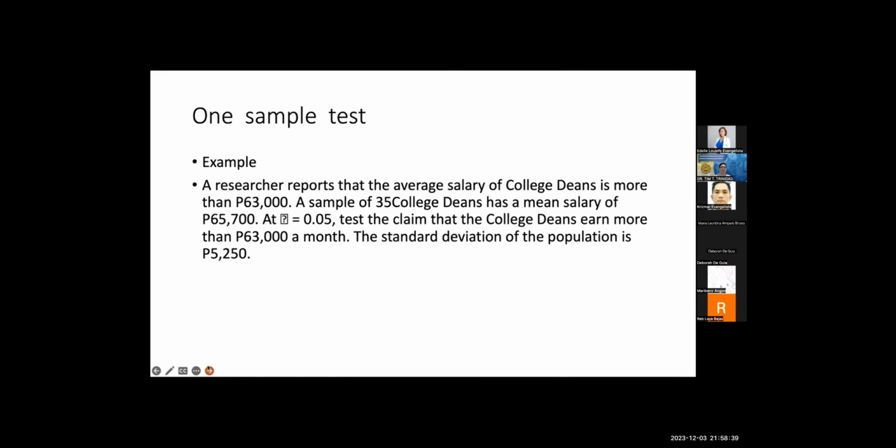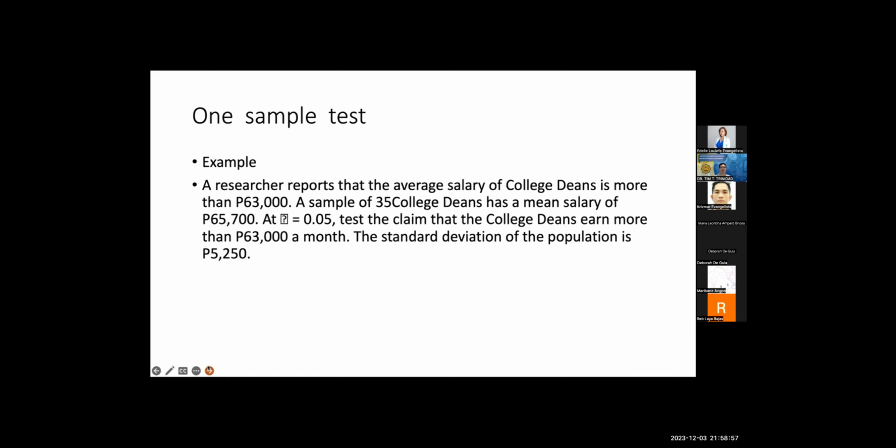Okay, so first is the one sample t-test. This is what I said a while ago, na yung we only have one group that we need to test against a set of mean. So one group lang yung samples here, we only have one sample. So mas easier siya compared sa dalawa.